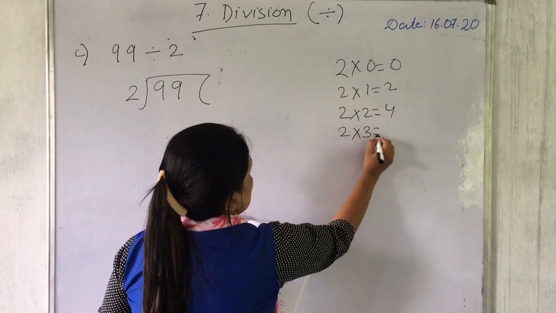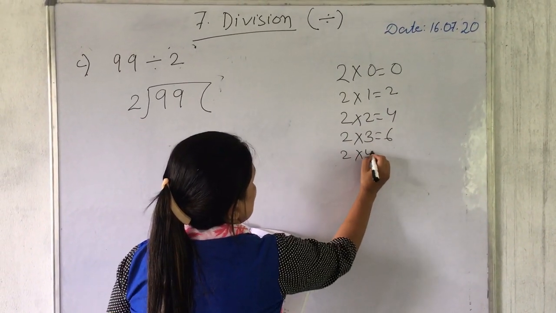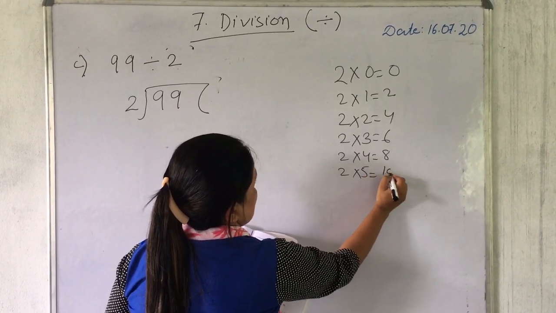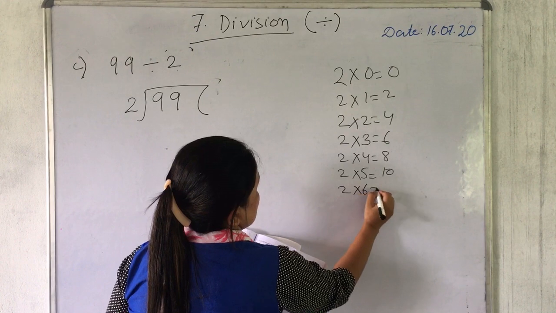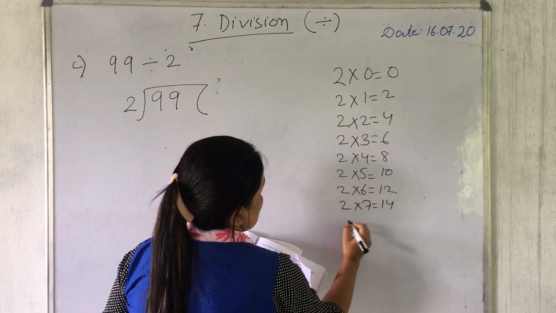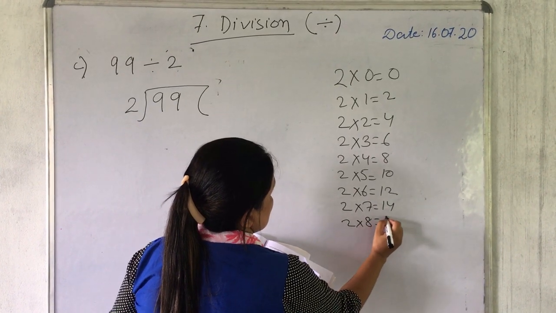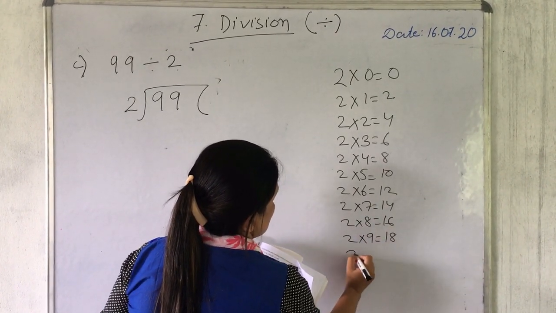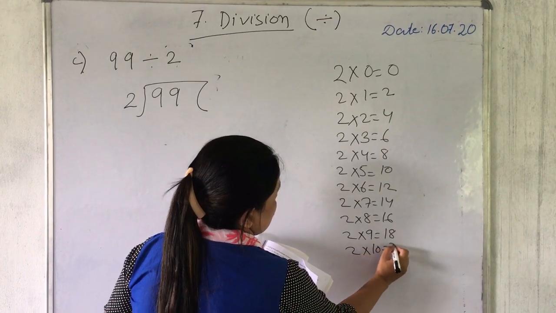2 threes are 6, 2 fours are 8, 2 fives are 10, 2 sixes are 12, 2 sevens are 14, 2 eights are 16, 2 nines are 18, 2 tens are 20.